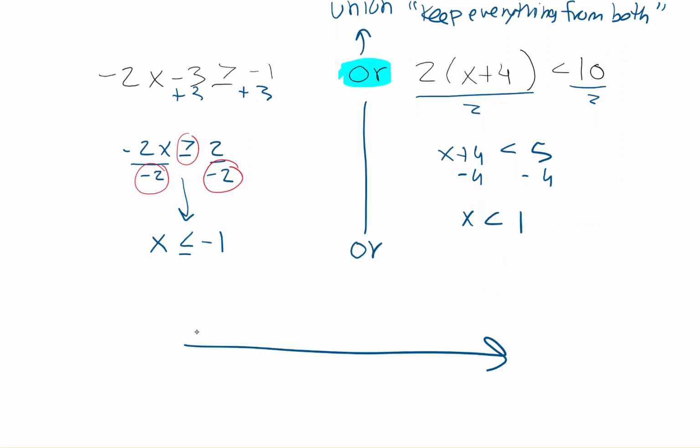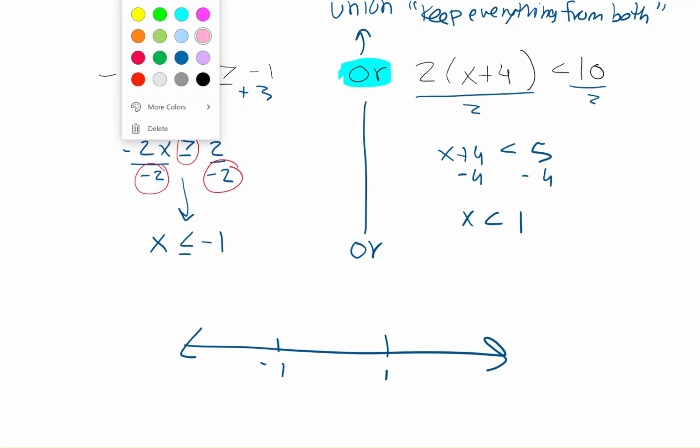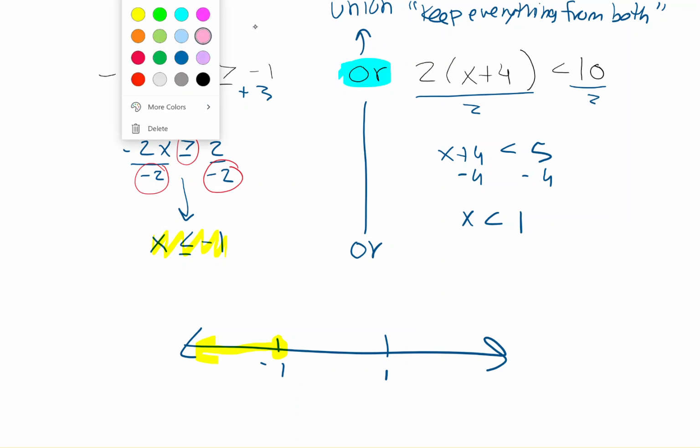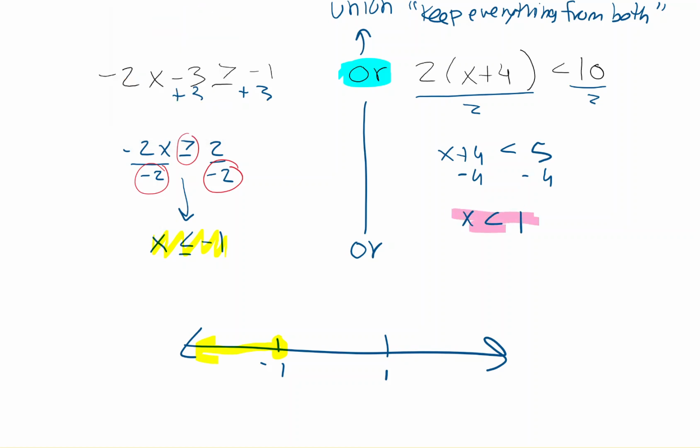Now let's visualize this one. I have 1 over here. I have negative 1 over here. Let's get some colors out so we can see. I'm going to do yellow again with this one. So less than or equal to negative 1 means we're going to close the dot on negative 1 and head to the left. Let's go with pink for this one. This one's just less than 1, so I'll open the dot and I'll head to the left.